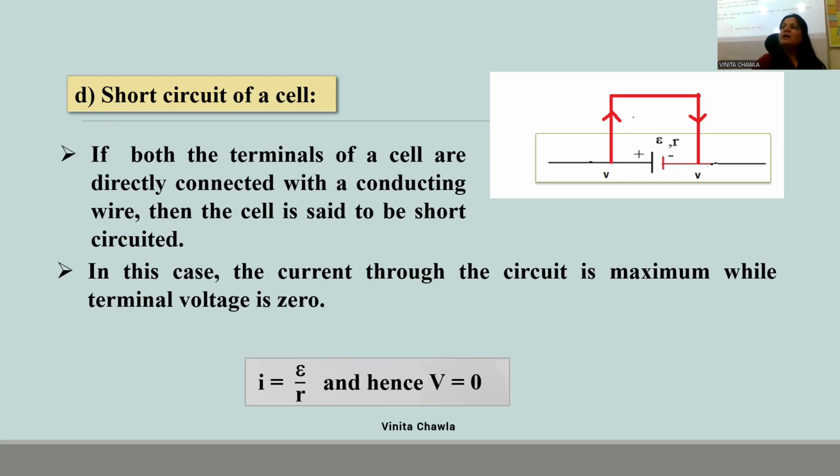V क्या होता है? E minus IR. V minus V is equal to E minus IR. V is zero, so E minus IR is equal to zero. So I is E by R. Maximum current flows in the circuit during short circuiting.